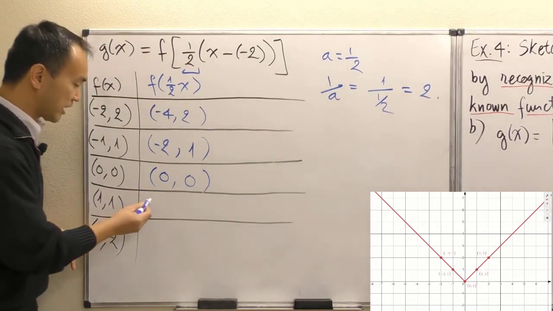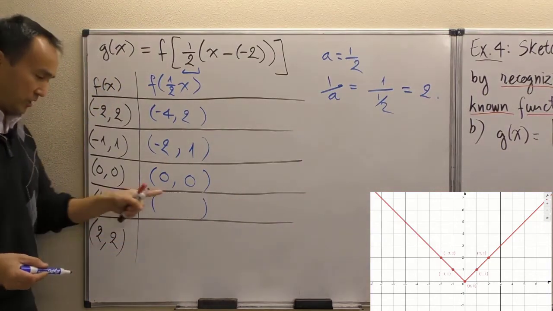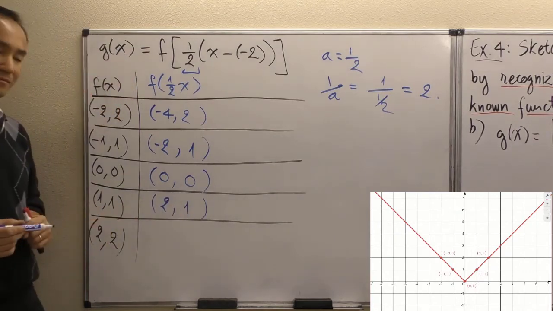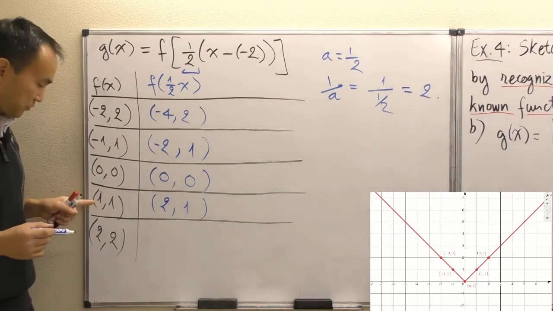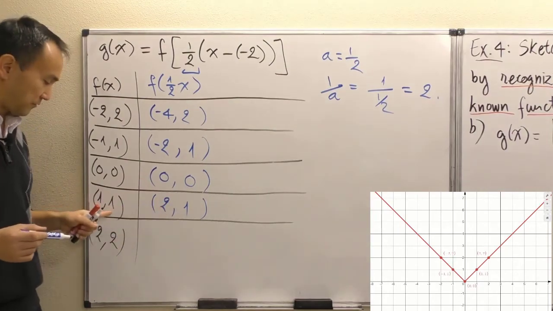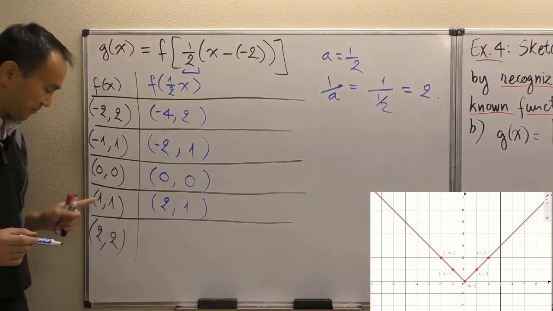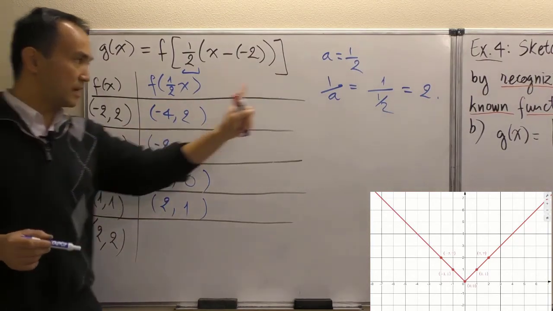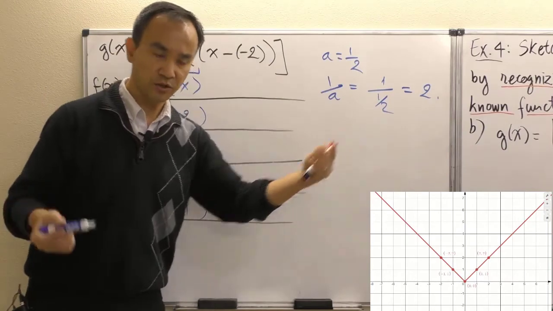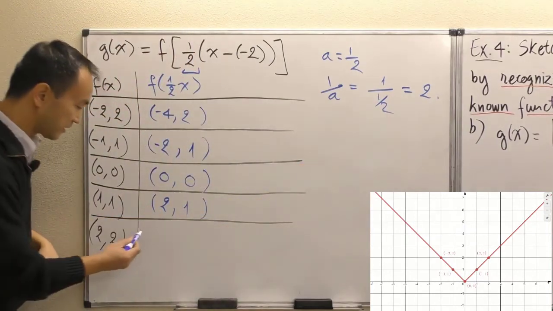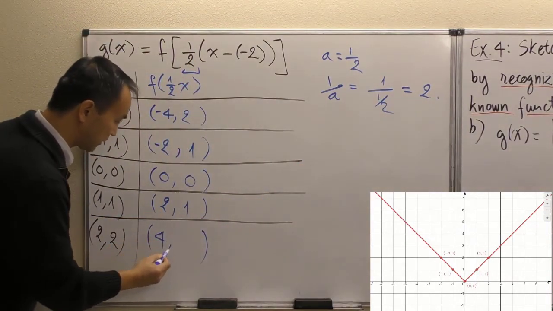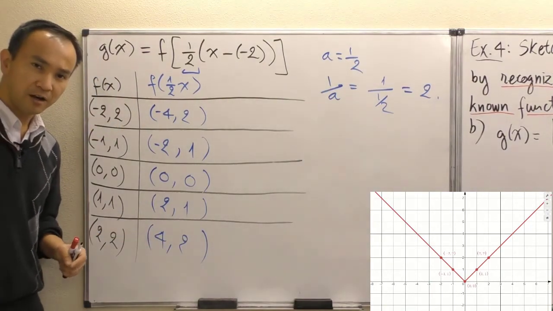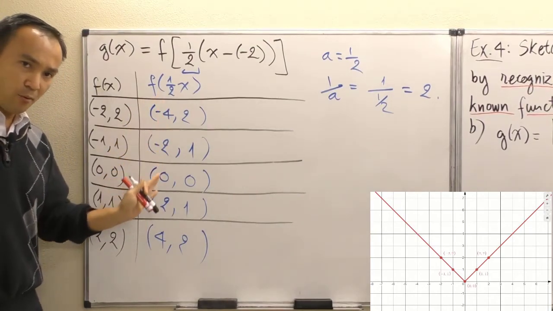Now we're going to advance to the next one. 1 comma 1 is transformed to 2 comma 1. The y value stays the same, but the x value became 2 simply because 1 times 1 over a, which was 2, equals 2. And then the last point here is 4 comma 2, and you already have a clear understanding of why it's like that.